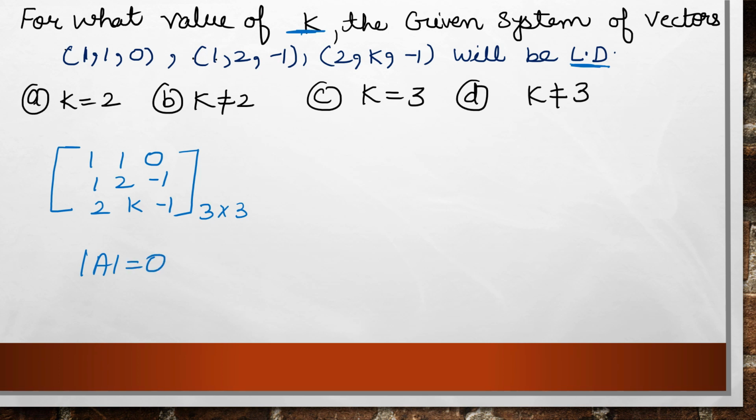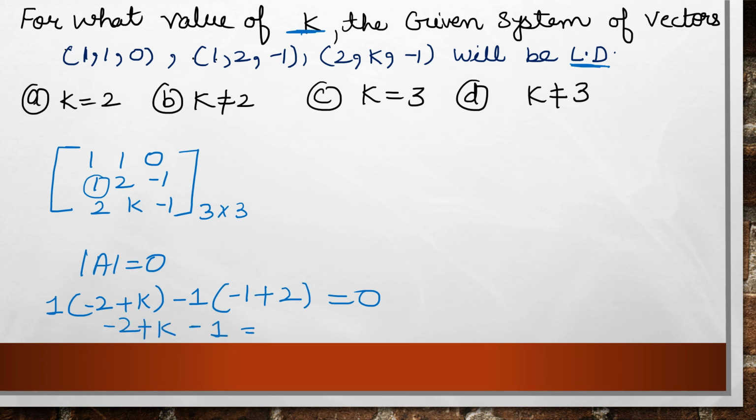So find the determinant. What is the determinant? 1 into minus 2 plus k, and minus 1, and then you'll have minus 1 into minus 1 minus 1, and plus 2, and this should be equal to 0. So this will be minus 2 plus k, and here you'll get minus 1 equal to 0. From this you'll get k minus 3 equal to 0. So k is 3. That means option C is the correct option.